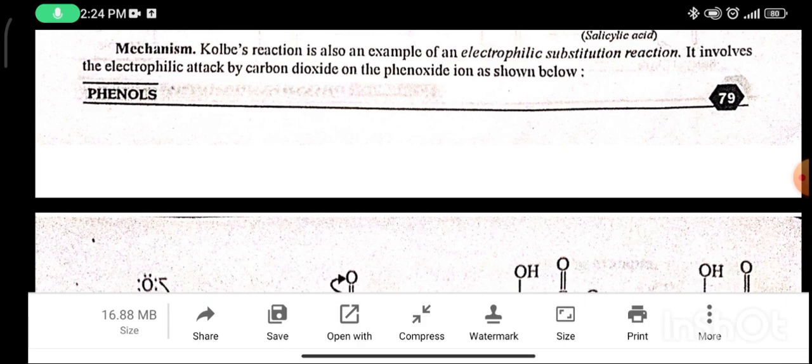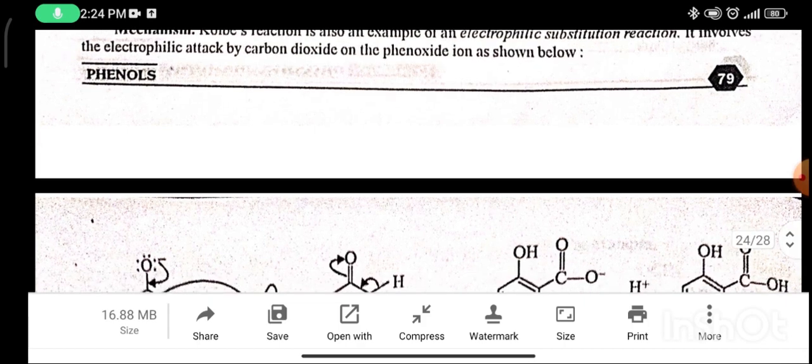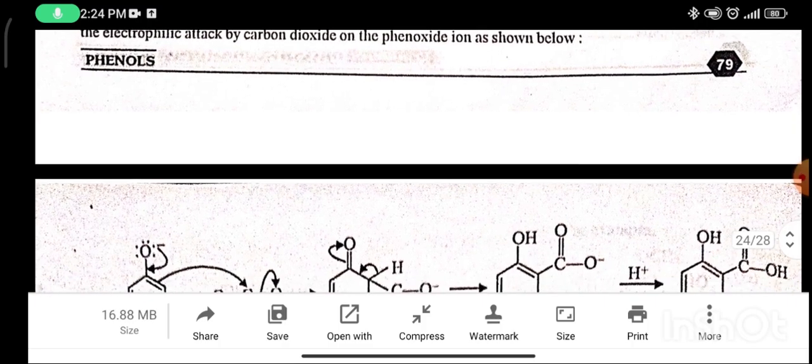Kolbe's reaction is an important example of electrophilic substitution reaction. It involves the electrophilic attack by carbon dioxide on the phenoxide ion.